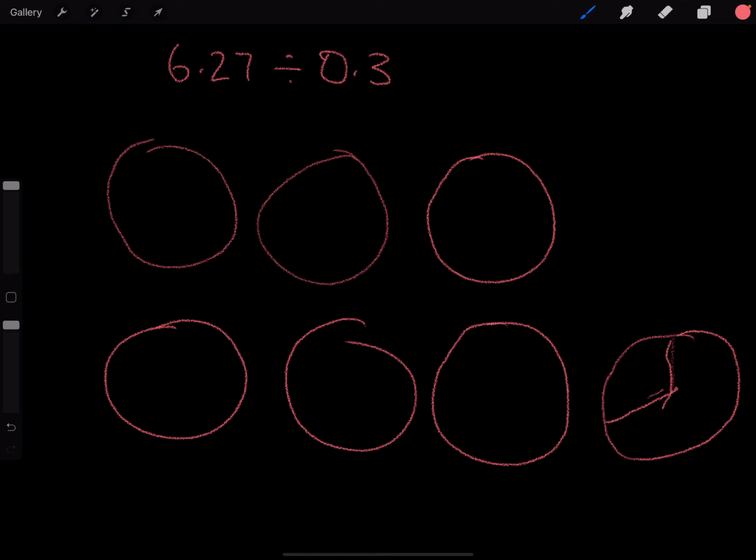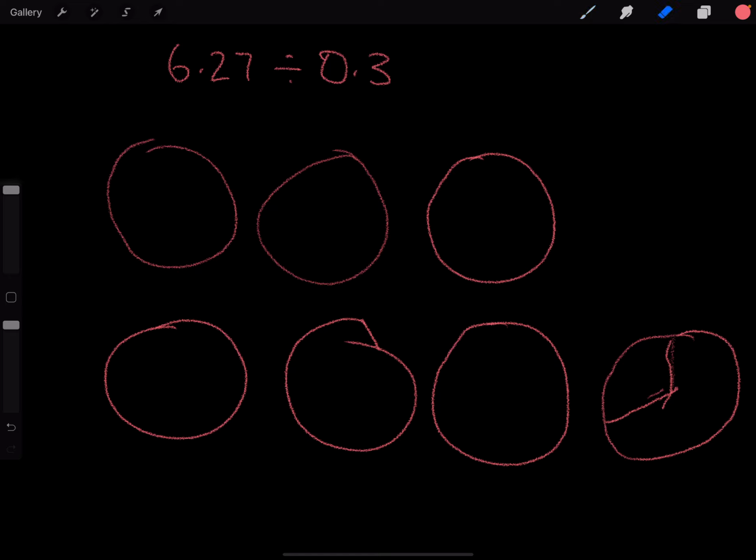Now, how are we going to divide this by 0.3? What does that even mean? So you have 0.3 of each of these. 0.3 of each. Does that mean you're going to share it between 0.3 children? Does that make sense, though? Does it make sense to share between 0.3 children? Yeah, sort of. Really? So you're going to have a child which you've cut.